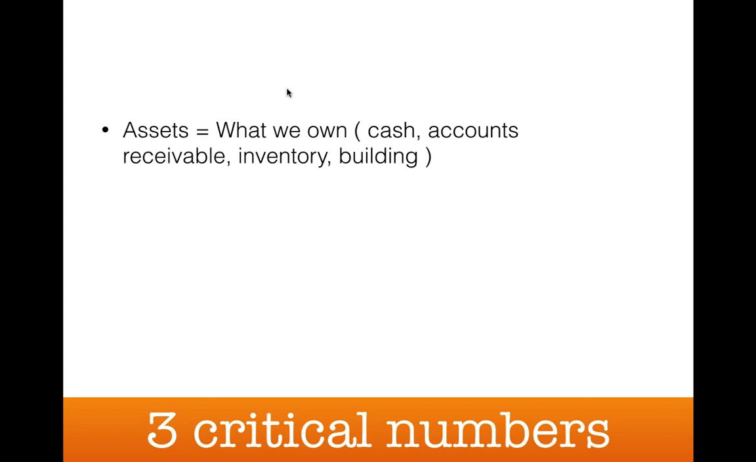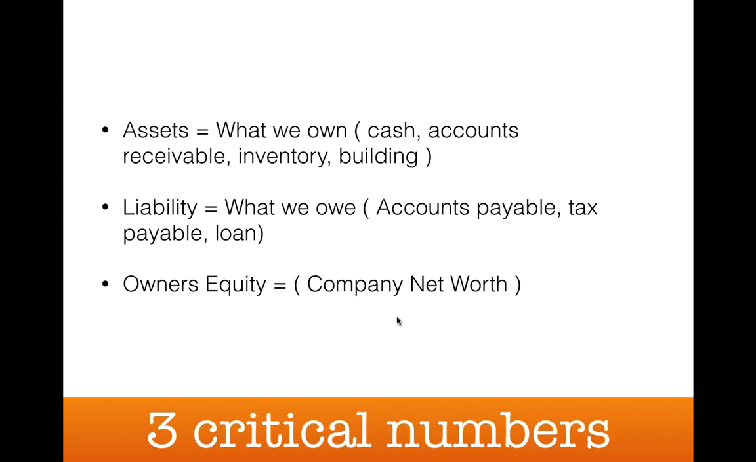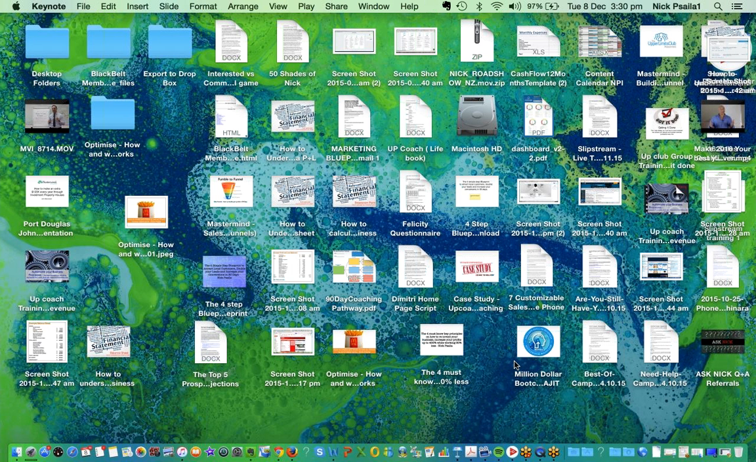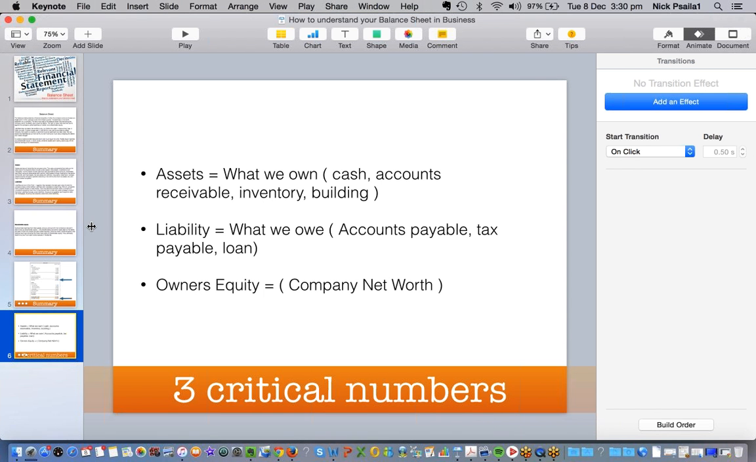Now, I've got three critical numbers I think that we need to look at. Number one, assets is what we own: cash, accounts, inventory, building. Liability is what we owe: accounts payable, tax payable, loans. And then owner's equity is the company's net worth. So they're important components that you need to look at.